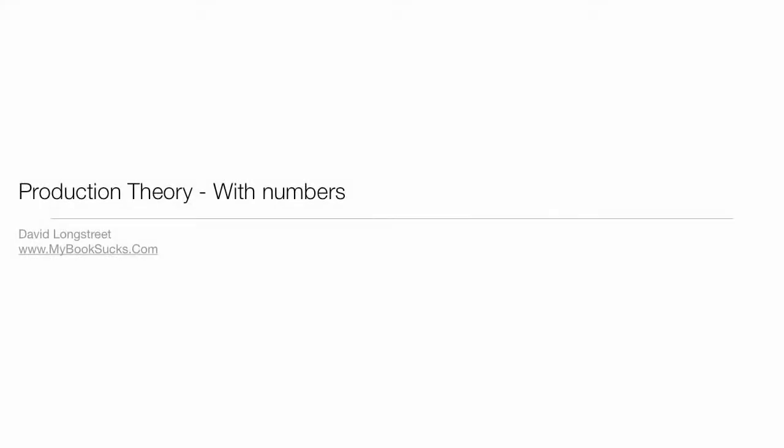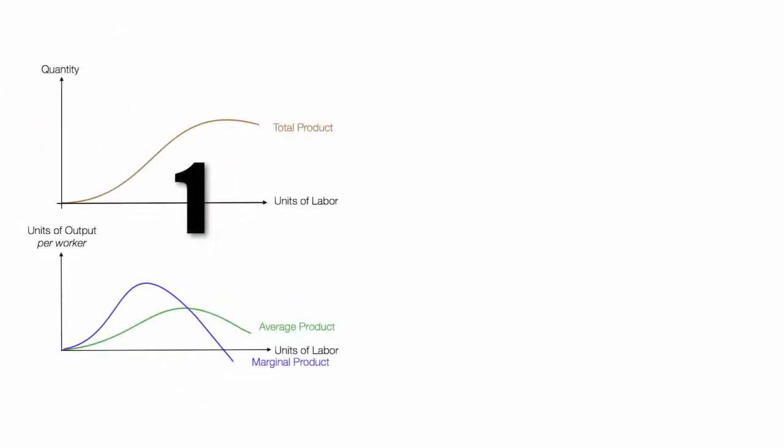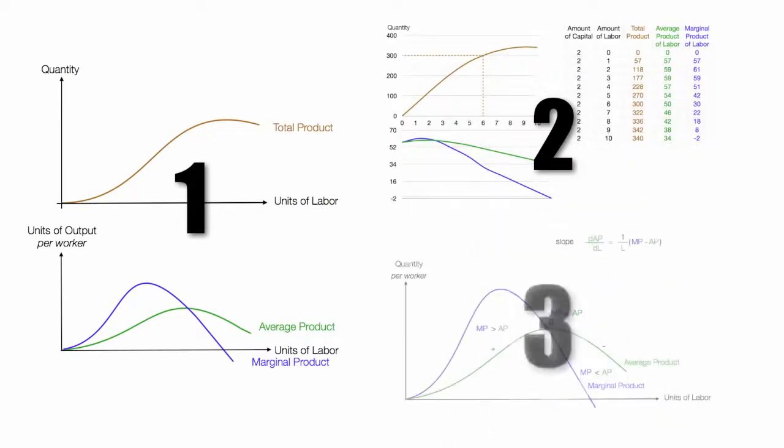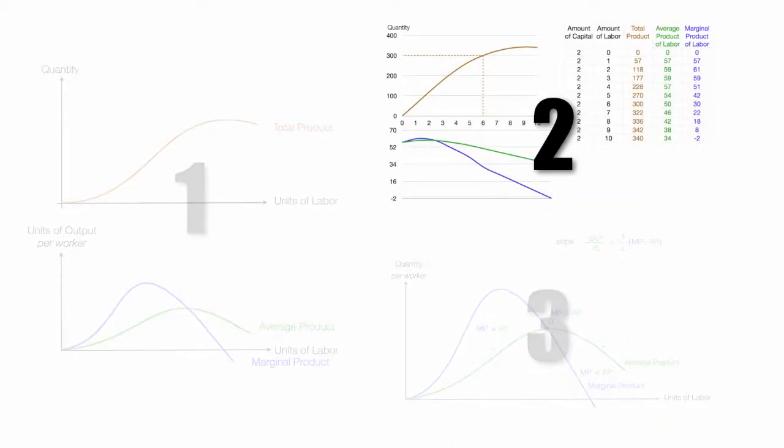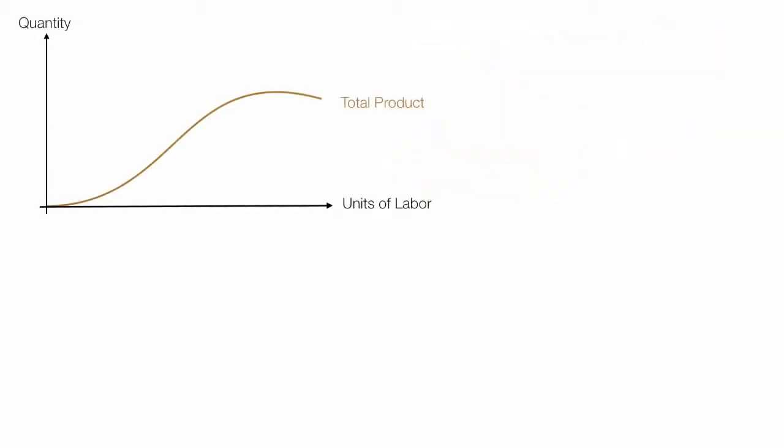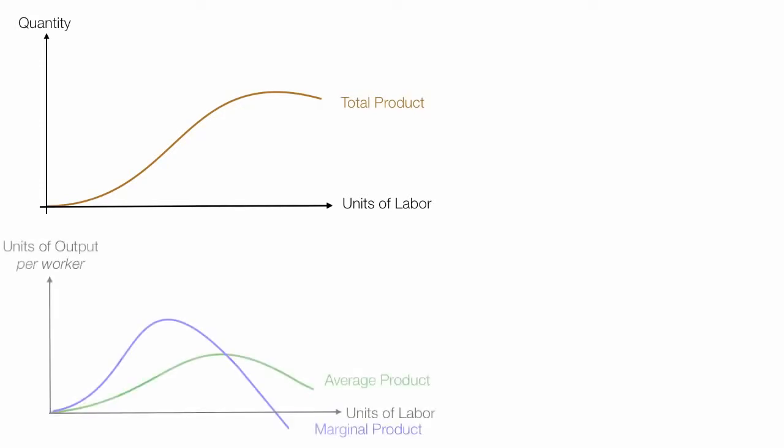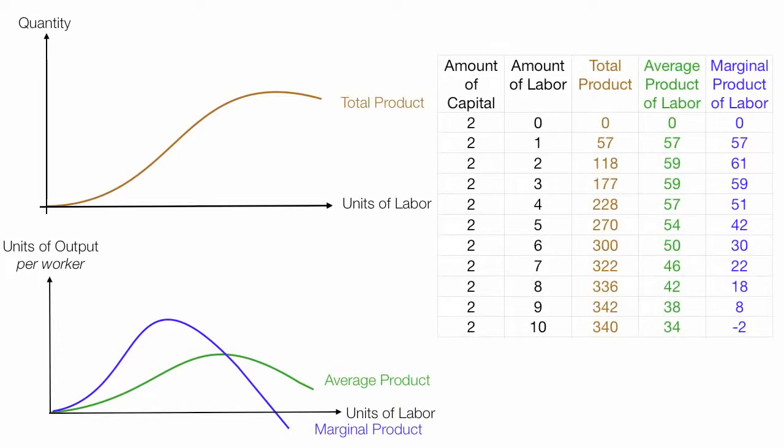In this tutorial, I'm going to discuss production theory with some numbers. While each of these tutorials is independent, this is the second tutorial in a three-part series. In this tutorial, I'll discuss production theory and I will use some numbers. The total product curve and the marginal product and average product curves look like this. And in this tutorial, I'm going to take these numbers and plot them and calculate them as well and show you how it's done.